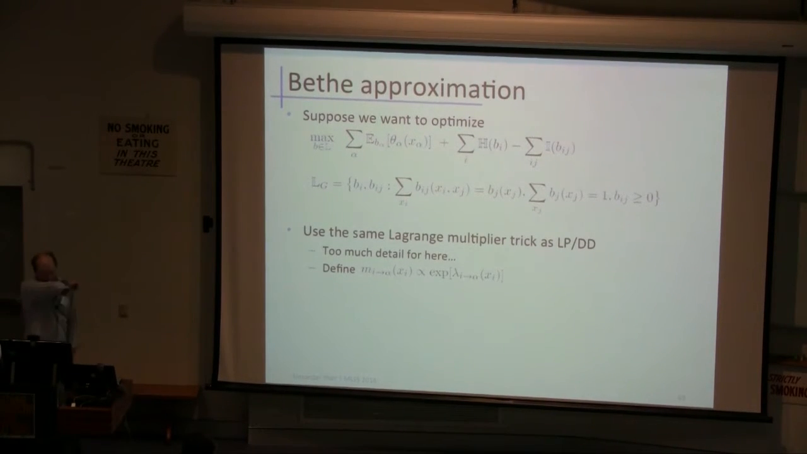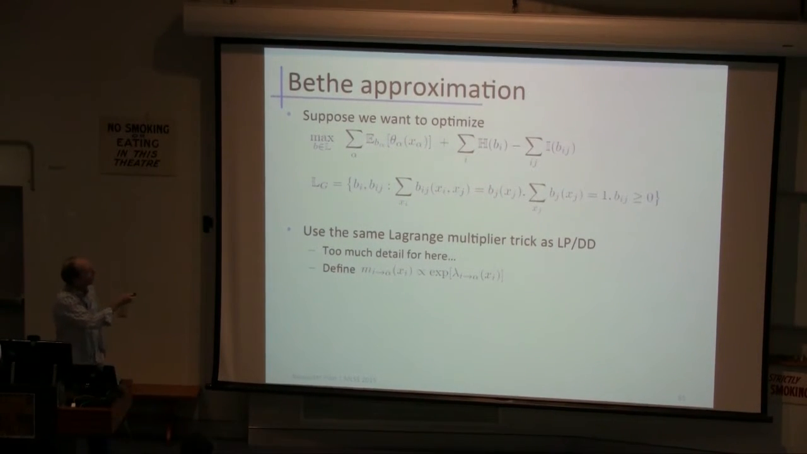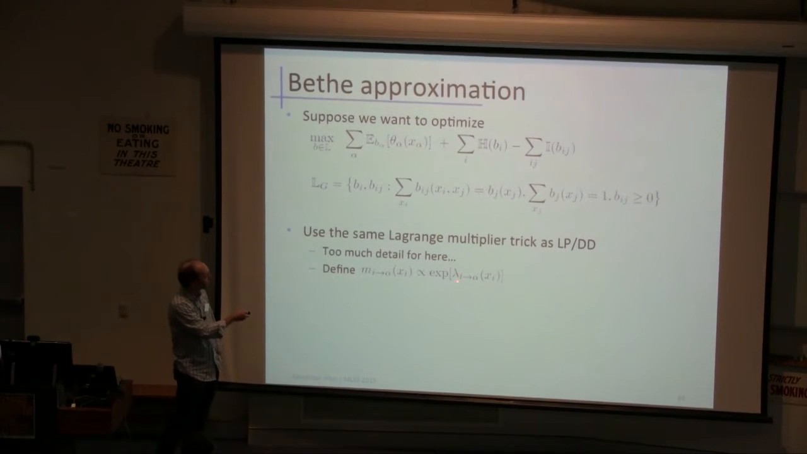So if you use exactly the same Lagrange multiplier trick that we did to show the linear programming to dual decomposition form, so we write one Lagrange multiplier for each of these consistency constraints, that the marginal of this pair equals the singleton probability. You get a Lagrangian, and if you then solve that, call those multipliers lambda.